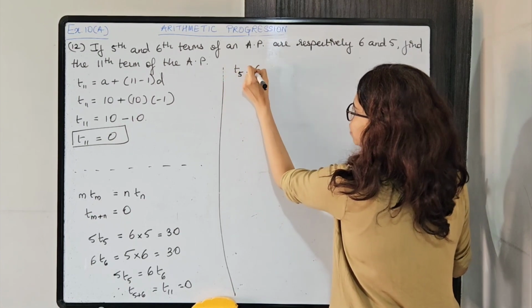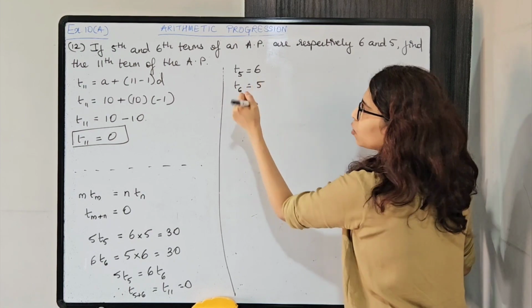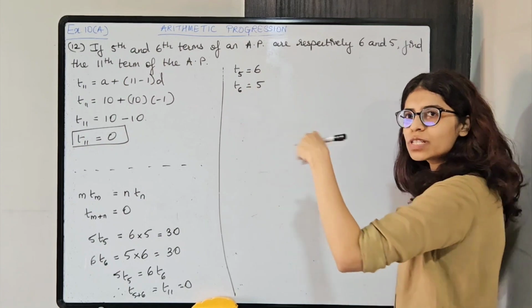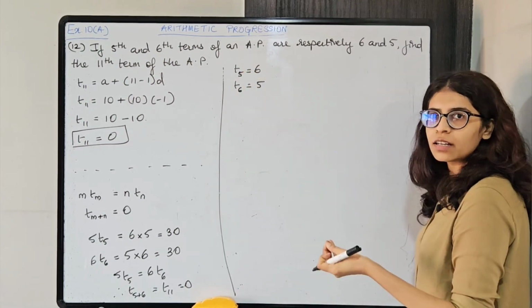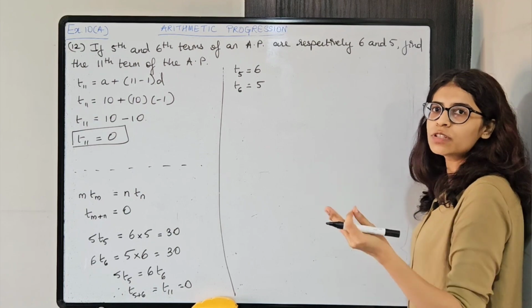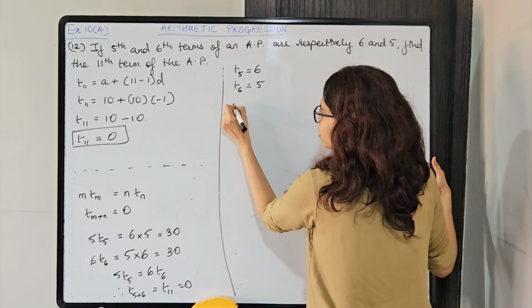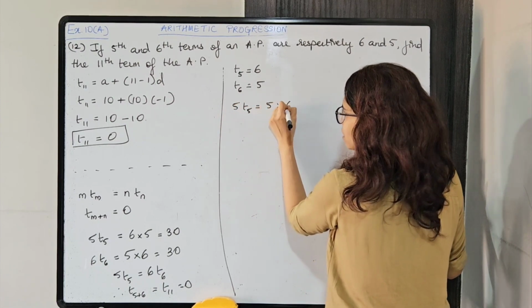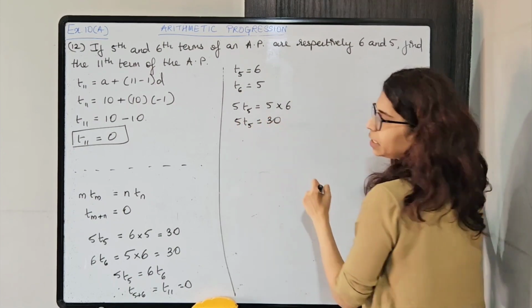t5 is equal to 6 and t6 is equal to 5. Now 5th term है तो 5 से मल्टीप्लाई करो. ओके, एंड 6th term है तो 6 से मल्टीप्लाई करो. सो पहले देखना पड़ेगा क्या इक्वल आ रहा है. अगर इक्वल है तो ही मैं बोल सकती हूँ 11th term will be equal to 0. ओके, सो 5 into t5 is equal to 5 into 6, that is it is equal to 30.